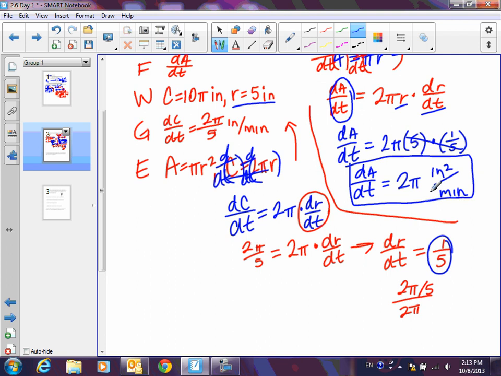Yes? About the false answer, where'd you get the 5? The 5 I plugged in for R, since R is 5. Good question. What does the 1/5 have to do with it? So when I differentiated my area formula, this dr over dt came up. And I wasn't given dr over dt. Like in the last problem, that was something that was given to you. In this problem, instead, they didn't do dr over dt, they did dc over dt.